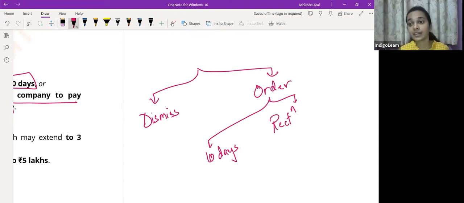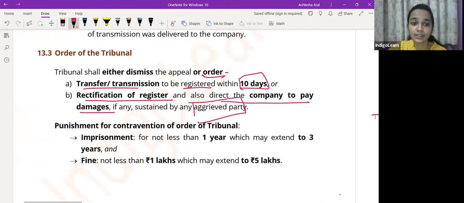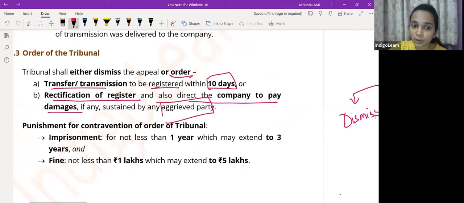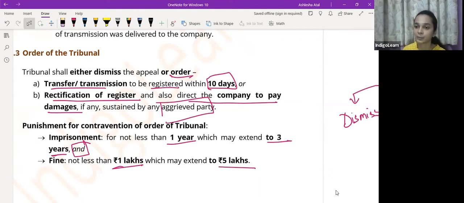And if the aggrieved party has suffered any damages because of the company, the company shall pay damages to the aggrieved party. And in the situation, if the order of tribunal is not followed, तो उस situation में imprisonment होगा of not less than 1 year, which may extend to 3 years, and fine not less than 1 lakh, which may extend to 5 lakh rupees. ये समझ में आया? इतना clear है?